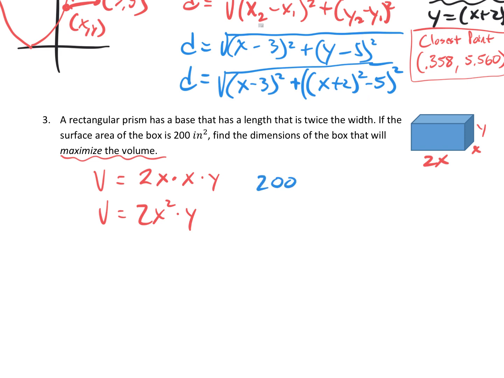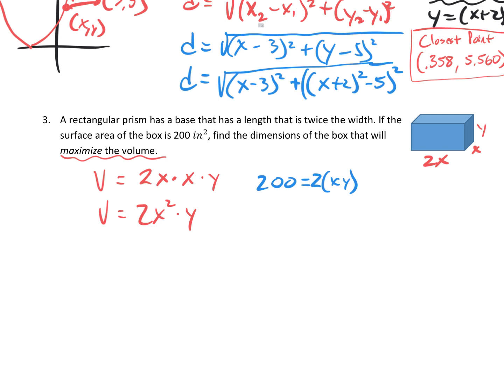So 200 equals... Now, there is a surface area formula for a box here, but we just need the area of all the faces. There are 6 faces. We should be able to find them all. This face on the right here is x times y. That's the area. There will be 2 of those, 2 times xy. There's one on the right, and there's one on the left hiding back here.